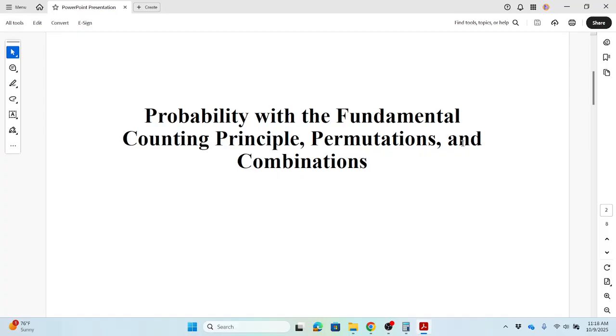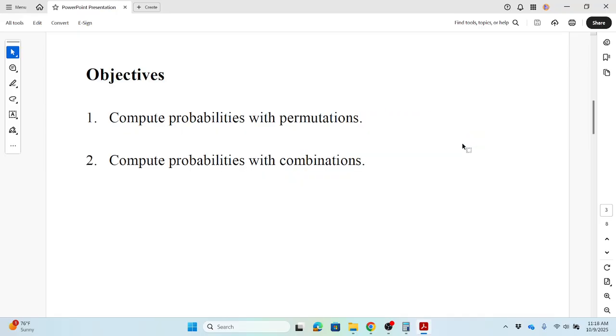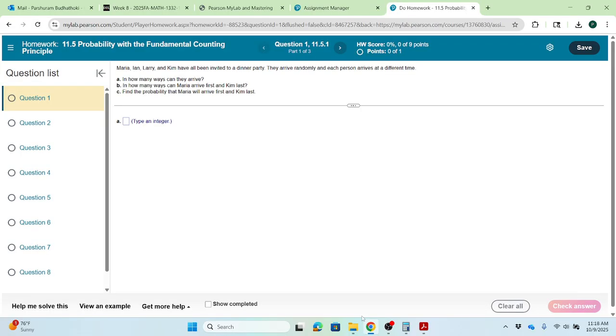Okay, probability with the fundamental counting principle, permutation and combination. In this section, we're going to compute the probability using the permutation and combination formula we already know from previous sections. So there is no new formula, just the problems. Let's look at some problems.